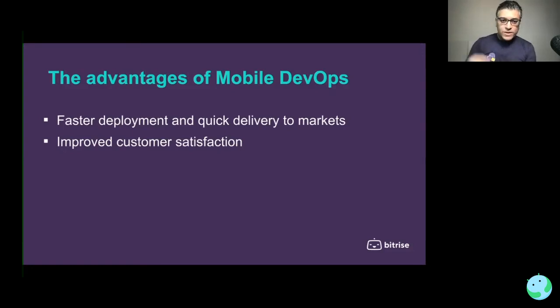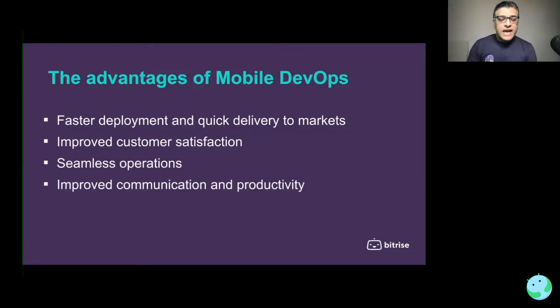And if we have frequent releases, because after that we will talk about the release train, with a specific schedule, so maybe next week we can have a new release, which will drive us to customer satisfaction. Seamless operations, and improved communication and productivity. So all the members in the team will work together. And even if we are using agile in the planning and everything, this will also work with agile in a good way.